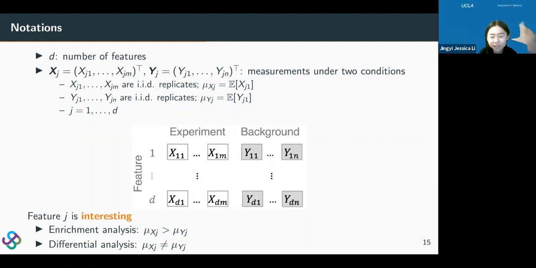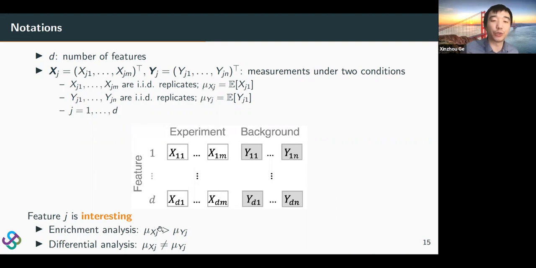The reason your measurements x_j1 to x_jm are not equal to that mu_xj, the expectation, is simply because your experiments are not 100% accurate. There's measurement randomness in your experiments that causes these m values to be a little different from that expectation. But your interest is in that expectation. Yes, so it is a truth.